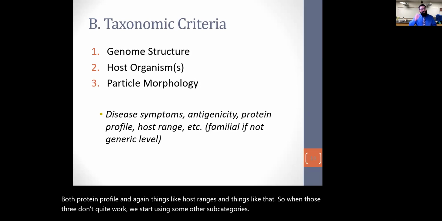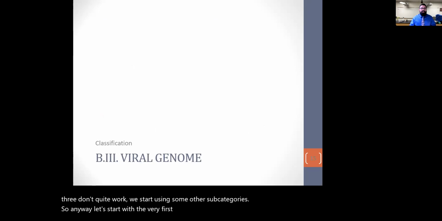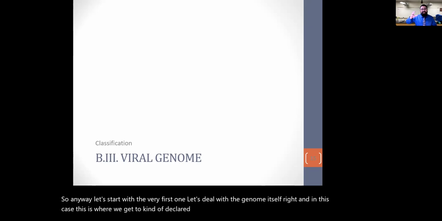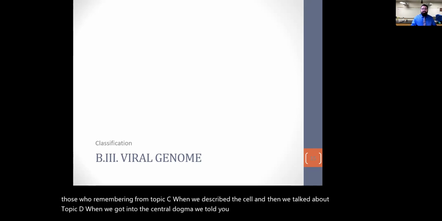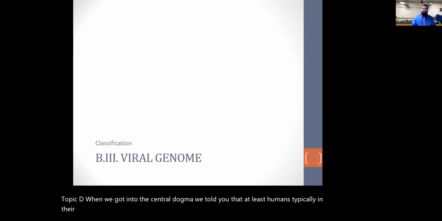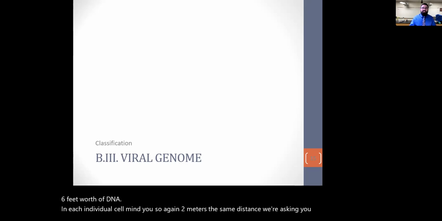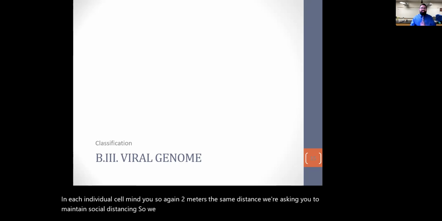So anyway, let's start with the very first one. Let's deal with the genome itself, right? And in this case, this is where we get to declare that whole idea of size mattering once again. For those of you remembering from topic C when we described the cell, and then topic D when we got into the central dogma, we told you that humans typically have a couple of trillion cells, and each cell possesses roughly about 6 feet worth of DNA in each individual cell, mind you. So again, 2 meters, the same distance we're asking you to maintain social distancing. So we get 6 feet worth of DNA inside one tiny cell.